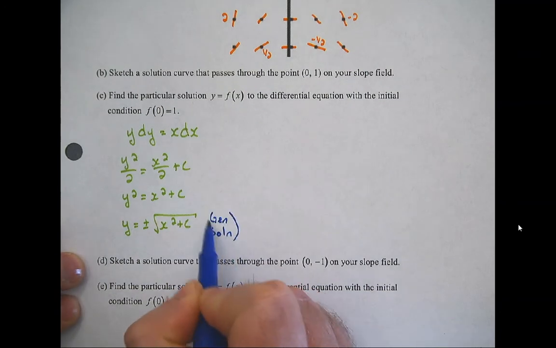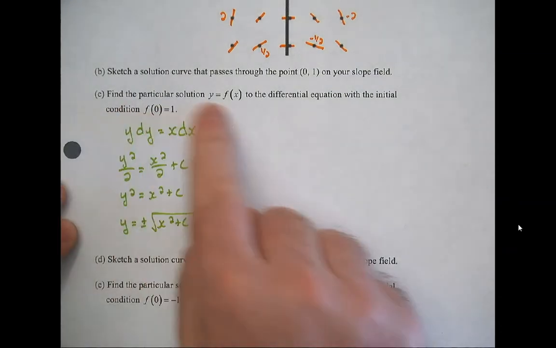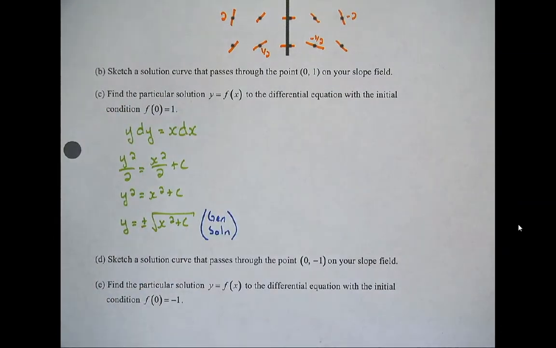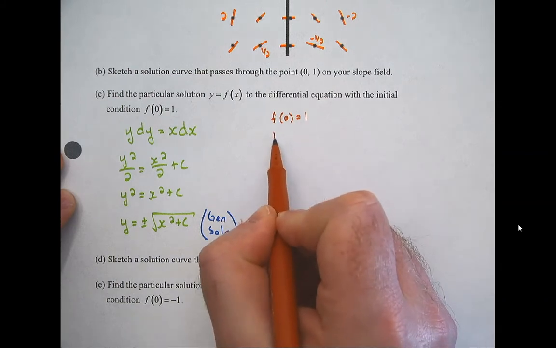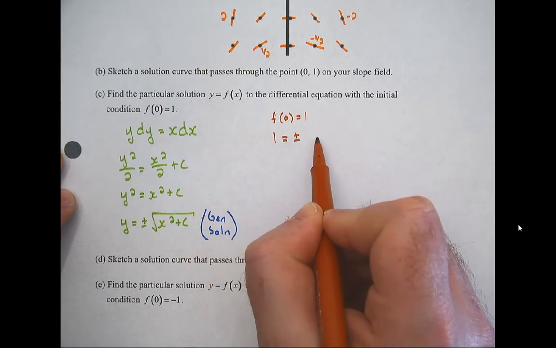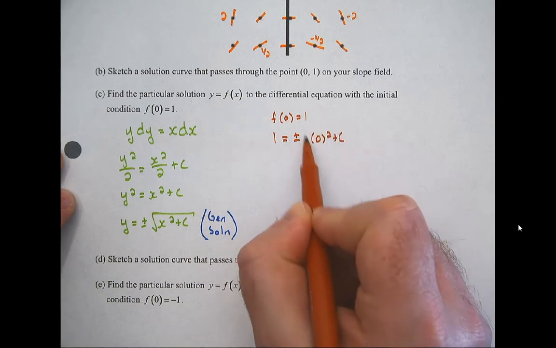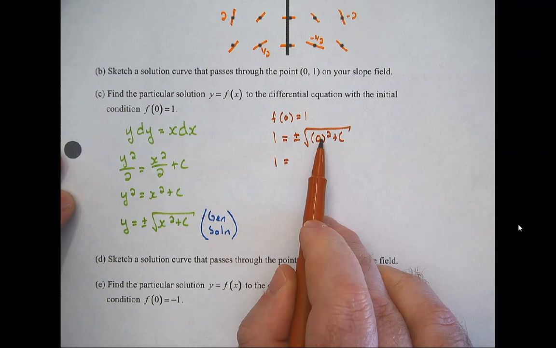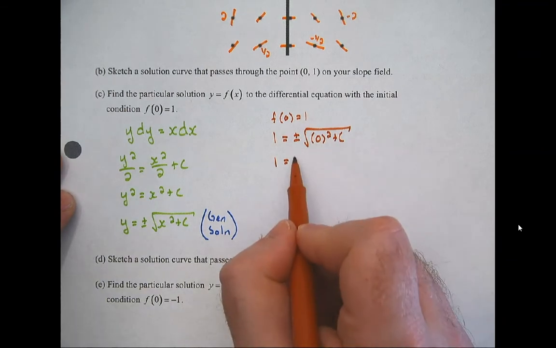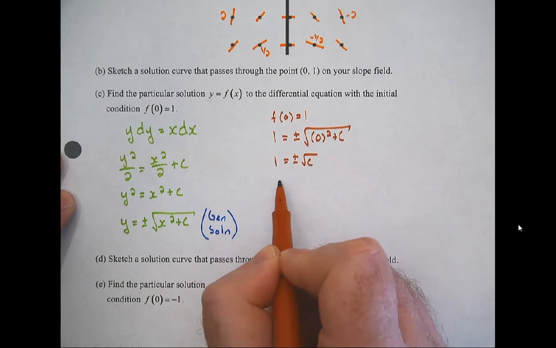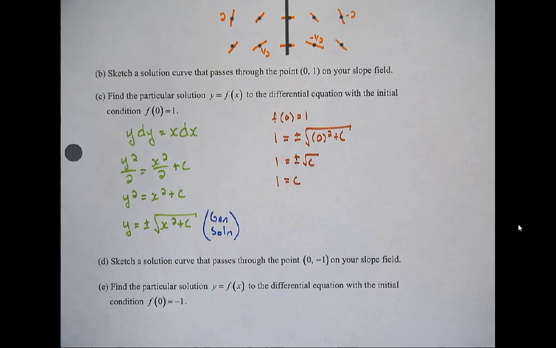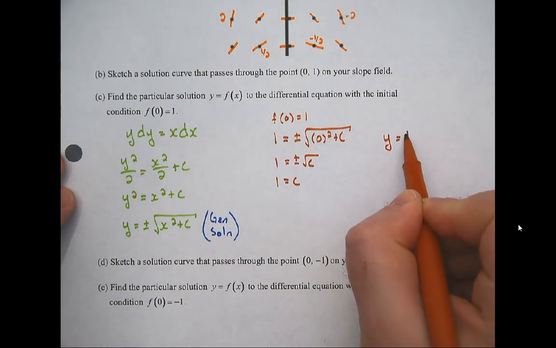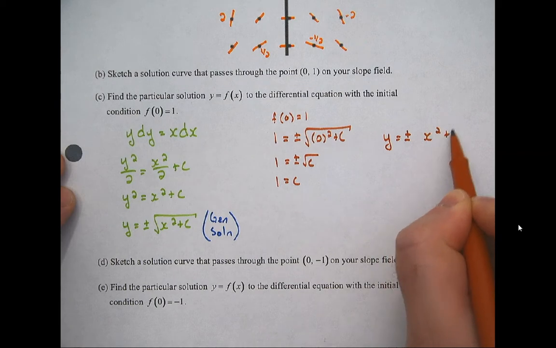Do they want a general or do they want a particular? They want a particular. So they gave us an initial condition. So now I'm going to take the general solution and plug in the initial condition. So 1 equals plus or minus the square root of 0 squared plus c. We could probably do this in our head, 0 squared, that's c. So plus or minus square root of c. Kill the square root, the squared, 1 equals c. So now I get y equals plus or minus the square root of x squared plus 1.